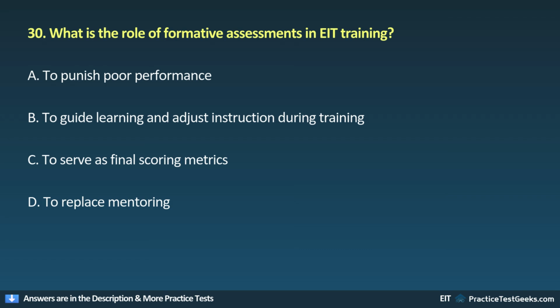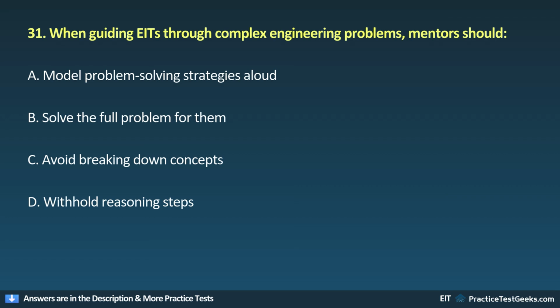30. What is the role of formative assessments in EIT training? A. To punish poor performance. B. To guide learning and adjust instruction during training. C. To serve as final scoring metrics. D. To replace mentoring.